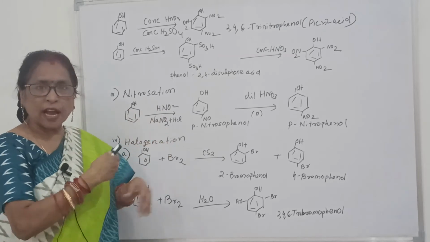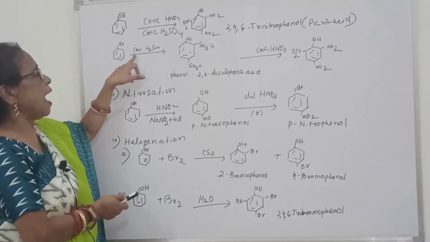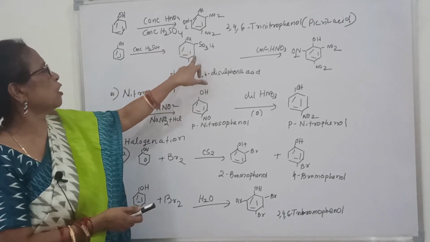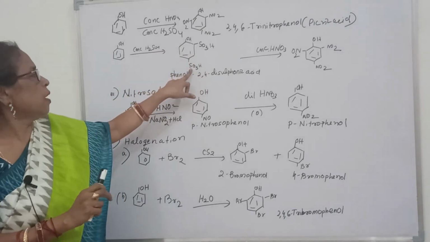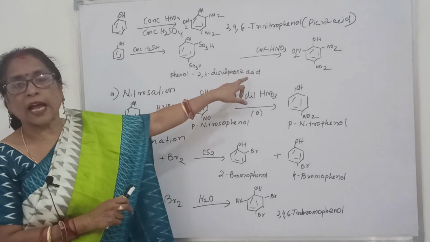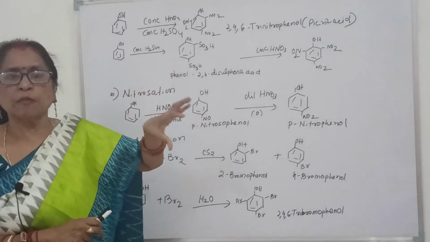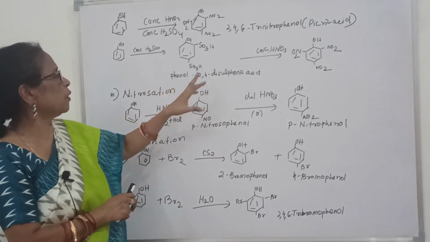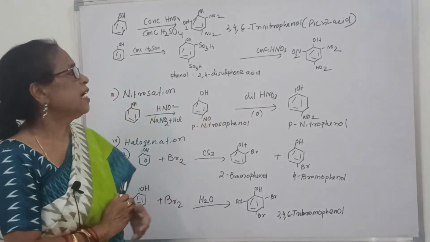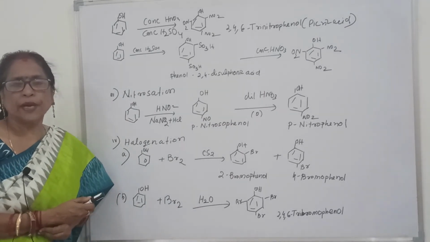Suppose by another method, how can you get picric acid easily? Suppose you take phenol and concentrated sulfuric acid simply, then it gives SO3H groups at 2 position and 4 position. What is the name? Phenol-2,4-disulfonic acid. And that one, on treating with concentrated nitric acid, gives the same 2,4,6-trinitrophenol, which is called picric acid.